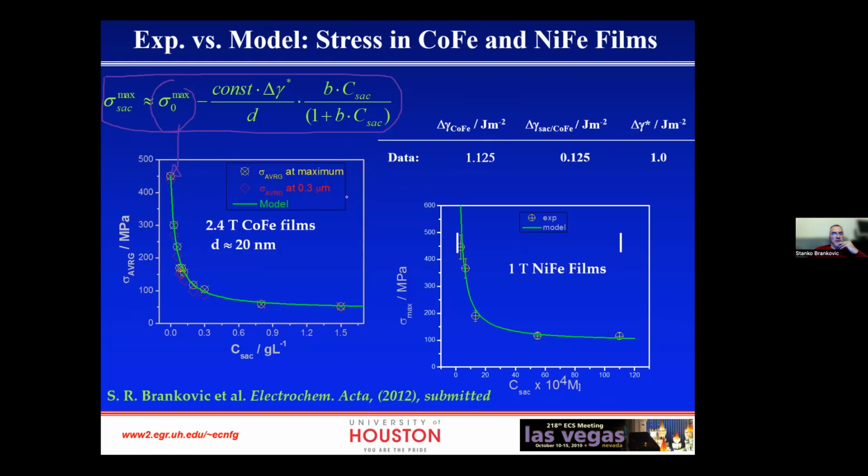So if you look at what you get from fitting the model to the experimental data, it's quite interesting. You get that this delta gamma cobalt iron, assuming that you can read this from the literature, is of the order of 1.125.